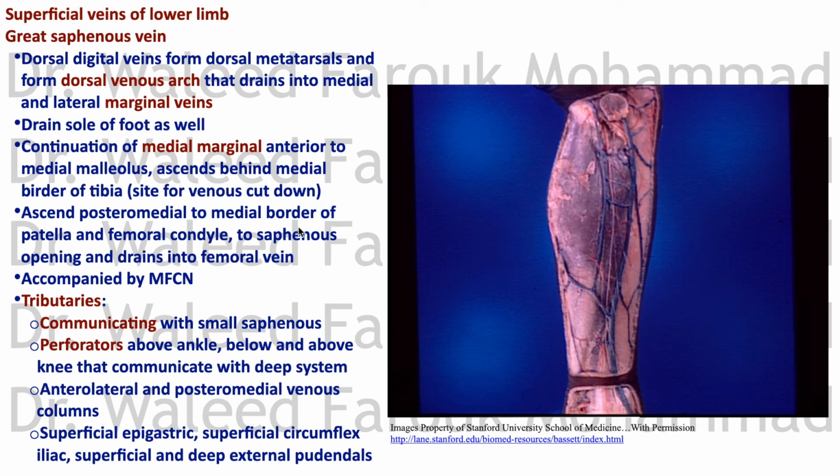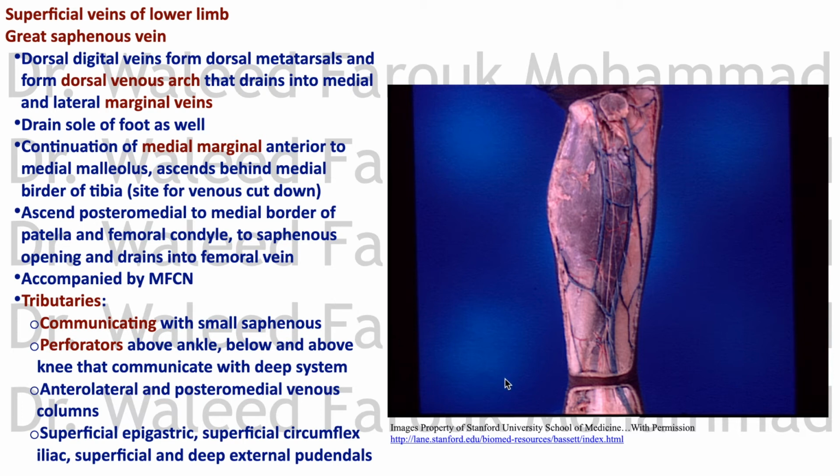Now, superficial veins of the lower limb, the great saphenous vein, of course. From the dorsal venous arch, formed from the digital branches and metatarsal branches, arise the medial marginal vein and lateral marginal vein. The medial marginal vein will pass anterior to the medial malleolus to form the great saphenous vein.